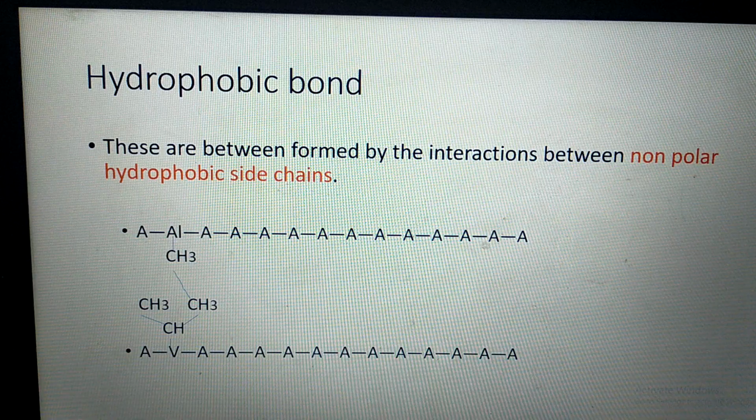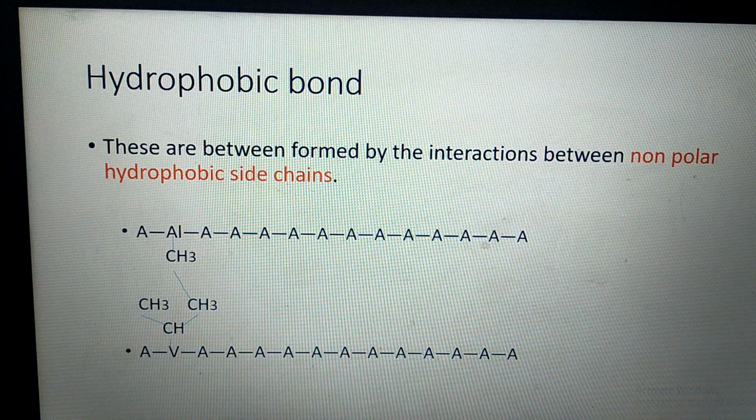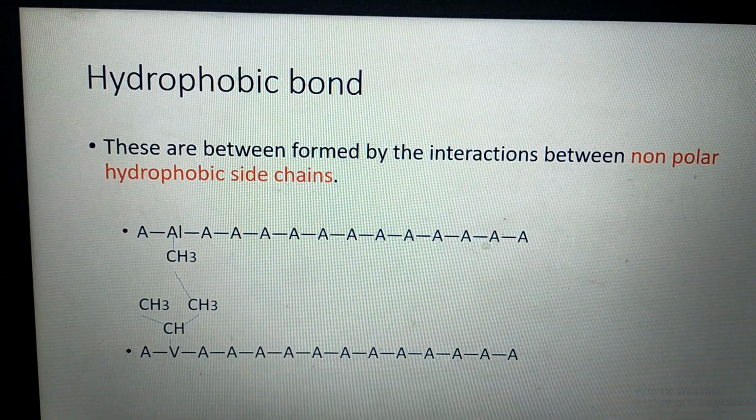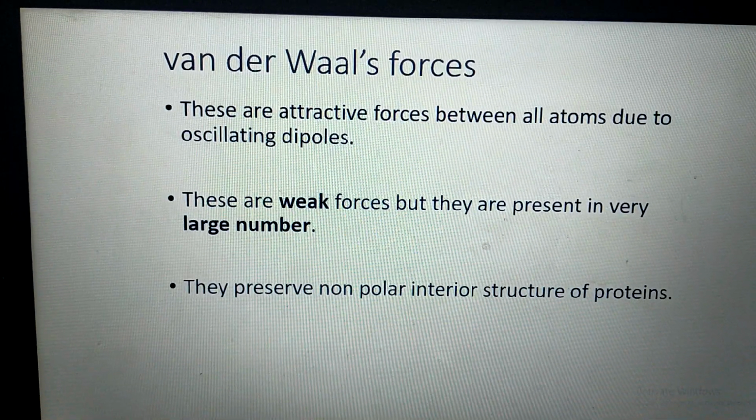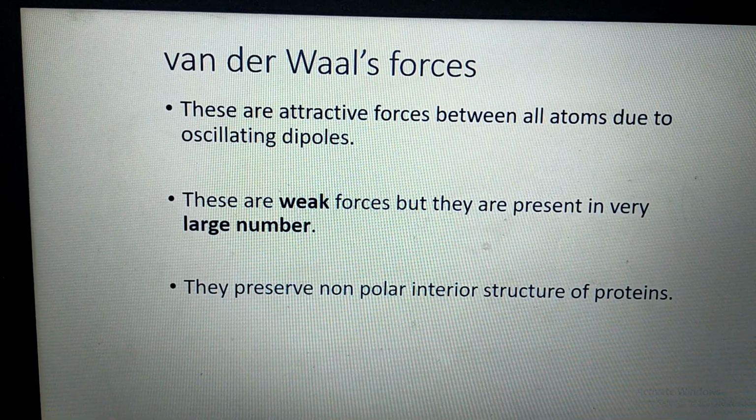So all these groups are hydrophobic in nature, and when such groups come close to each other, they have some attractive forces between them, which is called a hydrophobic bond, though they are very weak bonds. And the last type of bond is van der Waals forces. These are attractive forces between all atoms due to oscillating dipoles. These are weak forces, but they are present in very large number.